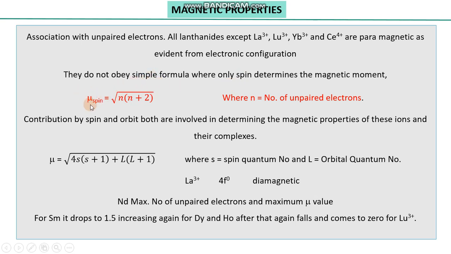Now, in order to theoretically determine magnetic properties of compounds or isolated ions, this formula is generally in use: the square root of n times n plus 2. Here n represents the number of unpaired electrons, and the overall formula is called the spin only formula.